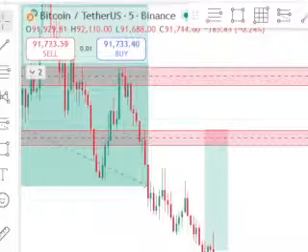So you can use the box method. This time, drag up, find the highest point that led to this break of structure, and it will be this one right here.